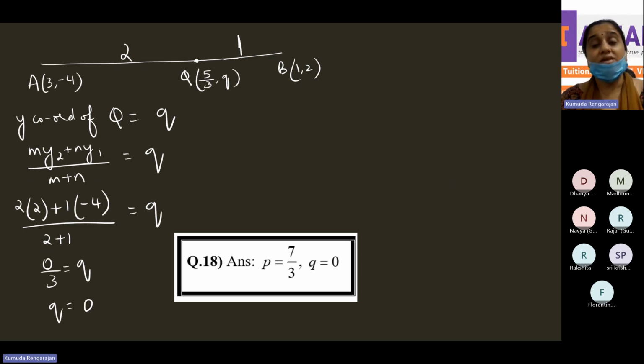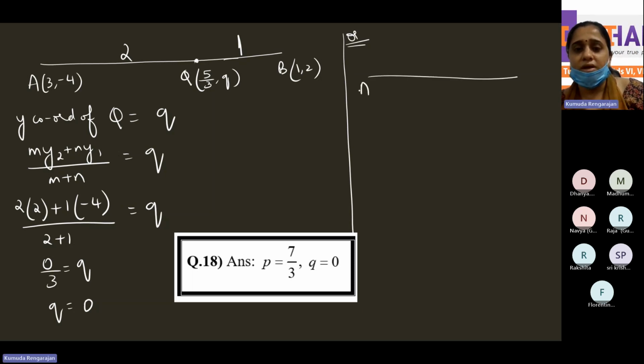Yes, you can also work by taking P as the midpoint of AQ. Very good. You can do that. Will do that? Yes. You've done that? Okay.